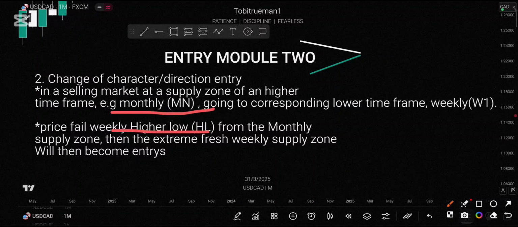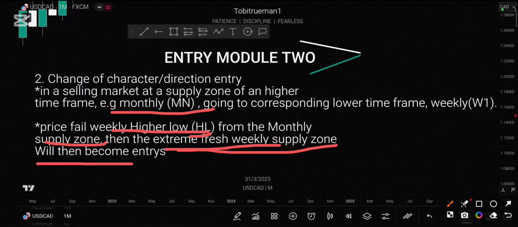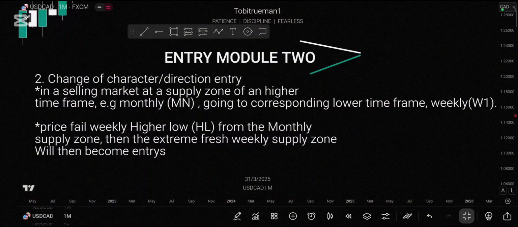from the monthly supply zone, that's after we have switched from the monthly supply zone, now in the weekly. When price fails the higher low that tapped into that monthly supply zone, we can now observe that this higher low that fails is going to leave an extreme fresh weekly supply zone, which then becomes our entry. This is just an explanation. We understand it with the pictorial representation.